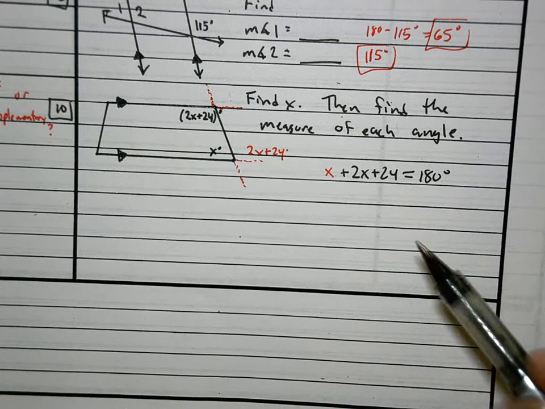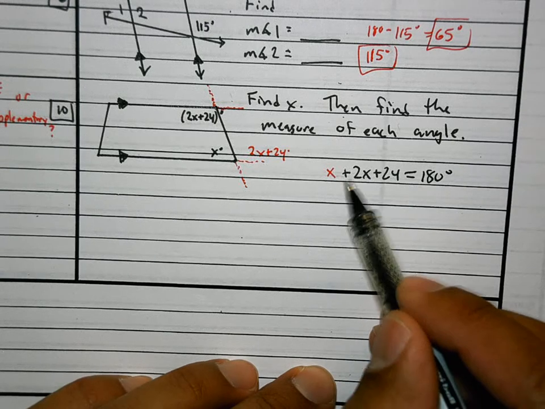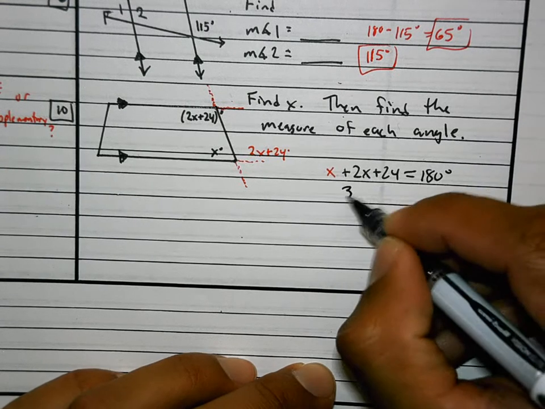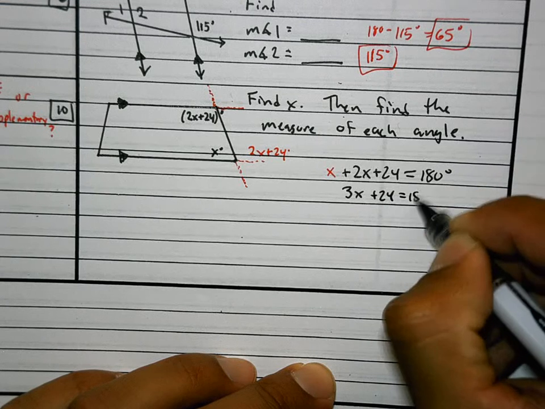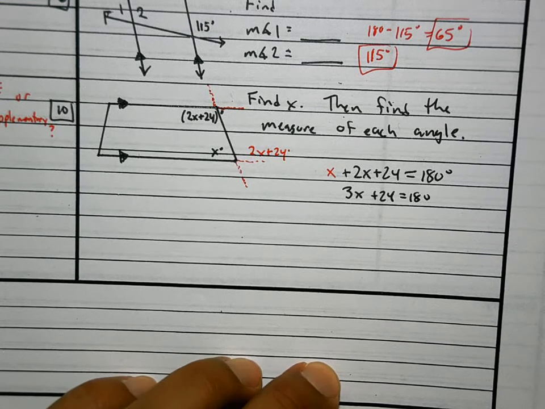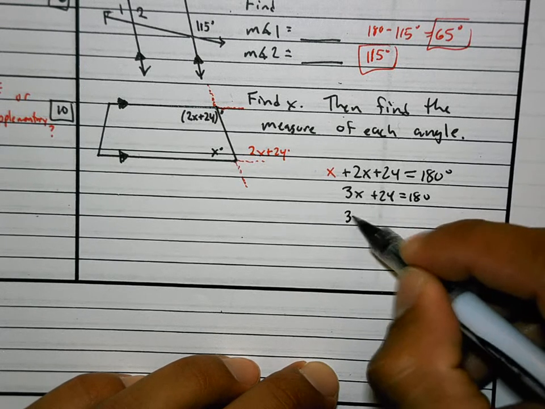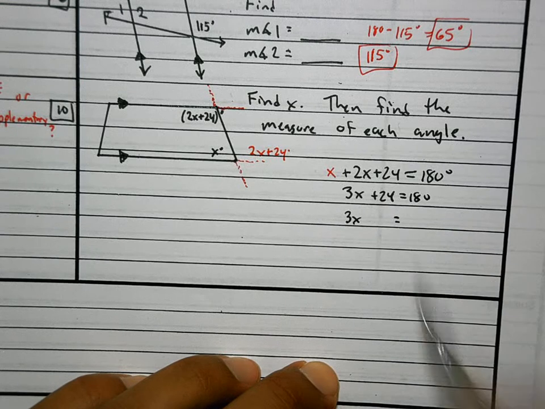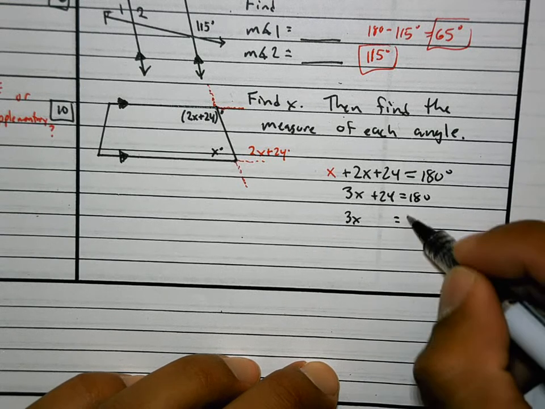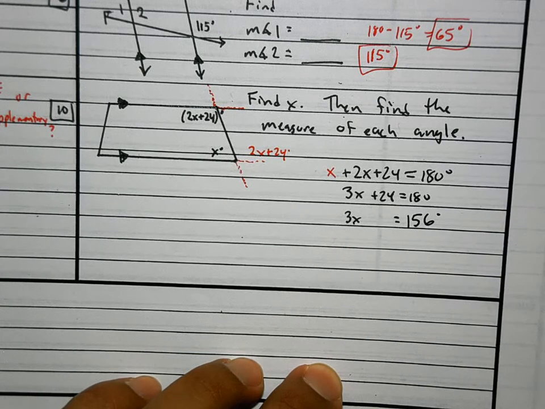So now all we do is we do a little bit of algebra. We put 1x together with 2x. They're on the same side. 1x plus 2x is 3x plus 24 equals 180. That's called combining like terms. That's the property I'm using. Just in case that's on a proof, I don't remember if it is. Then I'm going to use the subtraction property of equality, which means I'm going to subtract 24 from 180. 156. I think that's right.